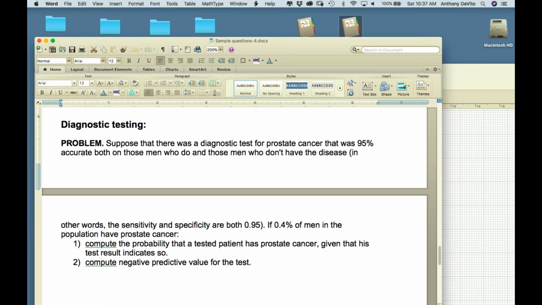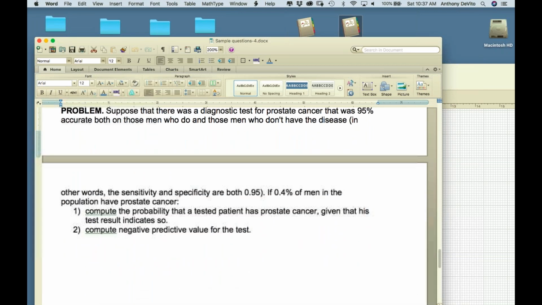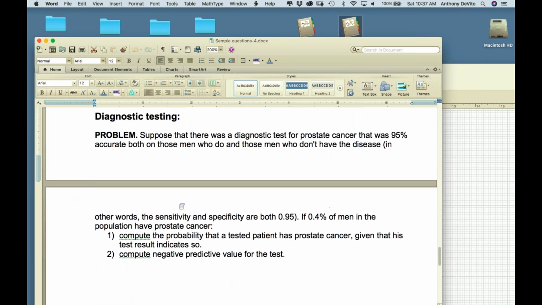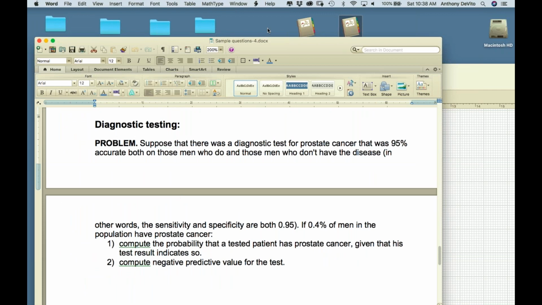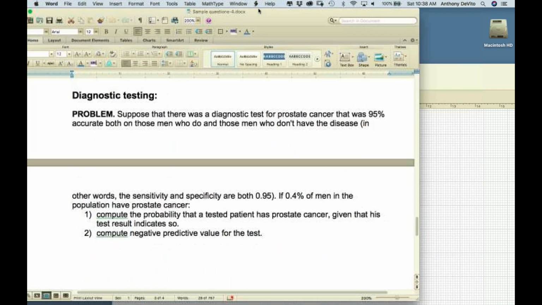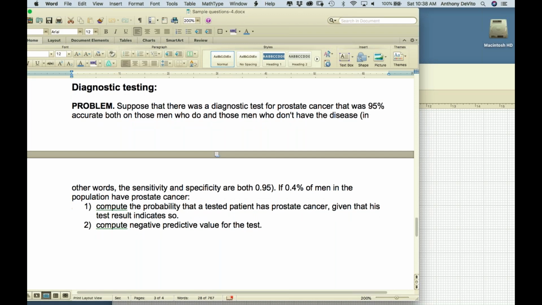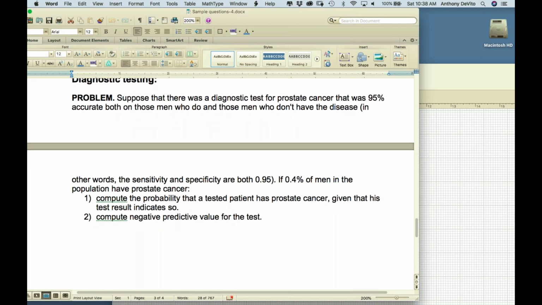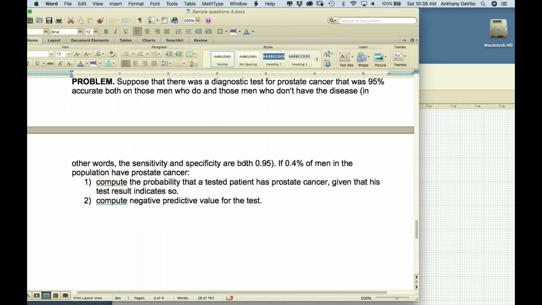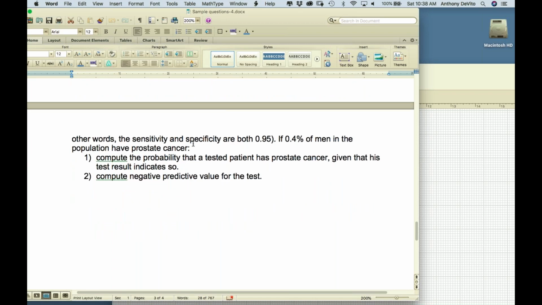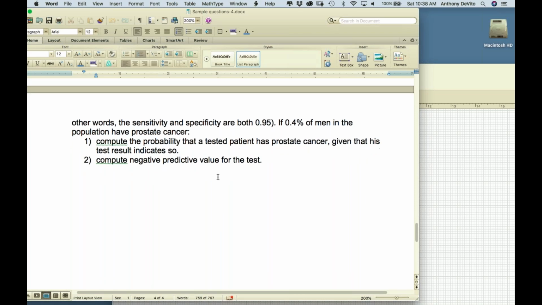Okay, diagnostic tests. There was a diagnostic test for prostate cancer that was 95% accurate on men who have the disease and don't have the disease. In other words, sensitivity and specificity are both 95%. If 4% of the men in the population have prostate cancer, compute the probability that a tested patient has prostate cancer, given that the test result indicates so.